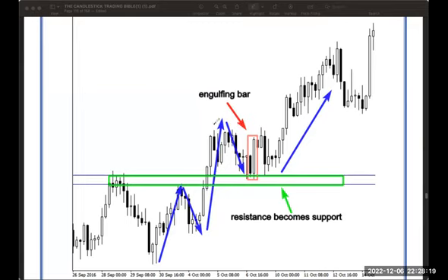Okay. Another level is broken here, but nothing really comes back to test. Okay, this looks like a bullish engulfing here, though they didn't mark it, but it would qualify.